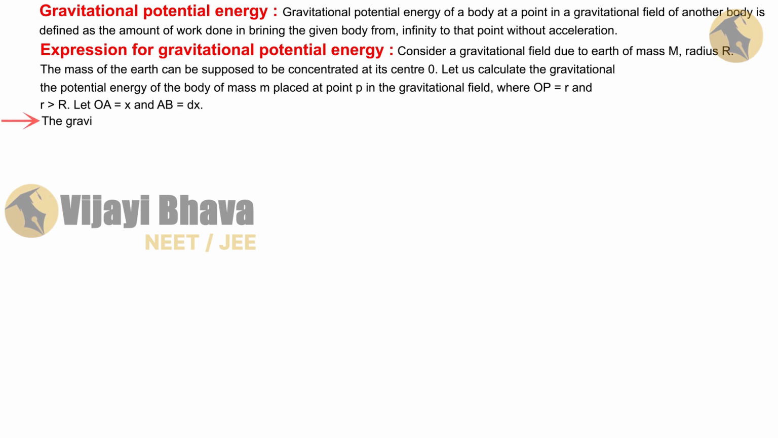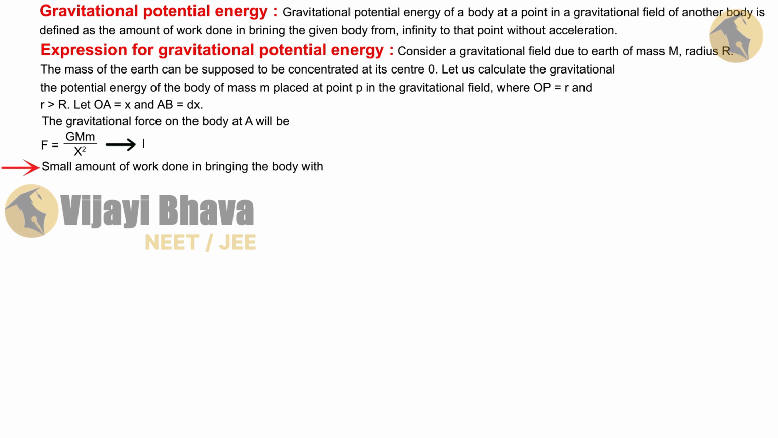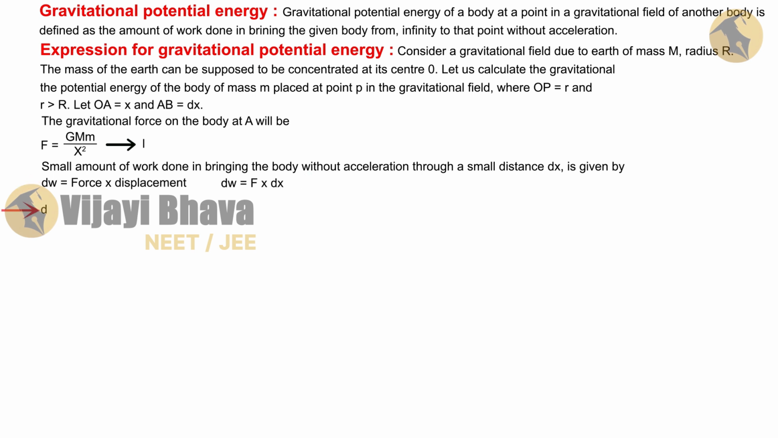The gravitational force on the body at A is given from Newton's universal gravitational law as F = GMm/x². Let this be equation 1. A small amount of work done in bringing the body without acceleration through a small distance dx is given by dW = force × displacement, so dW = F dx, or dW = GMm/x² dx. Here we have substituted the value of F from equation 1.